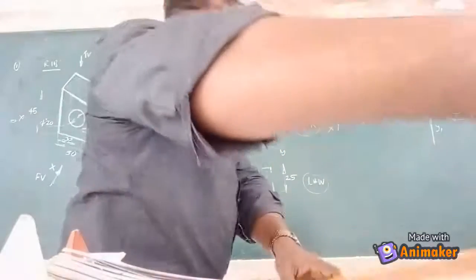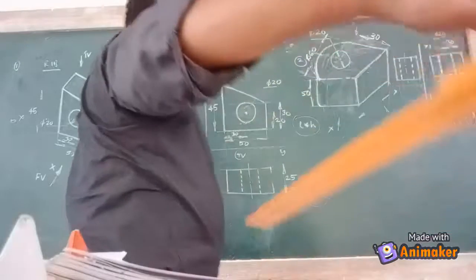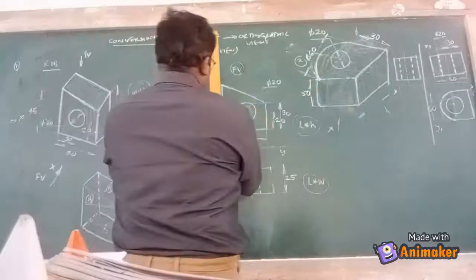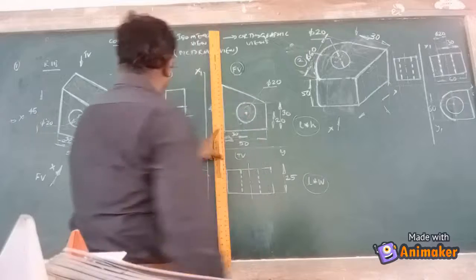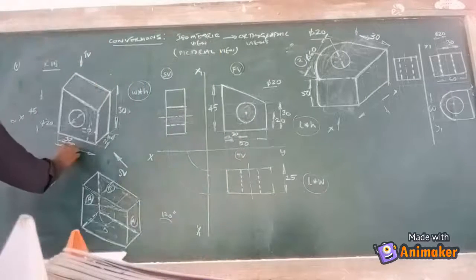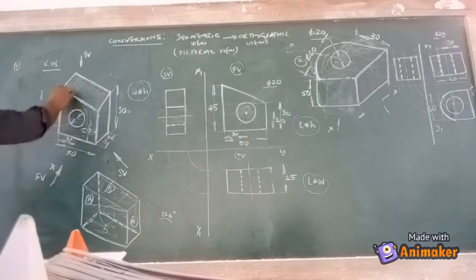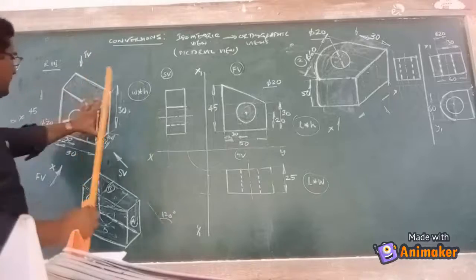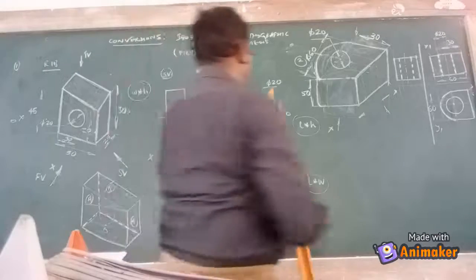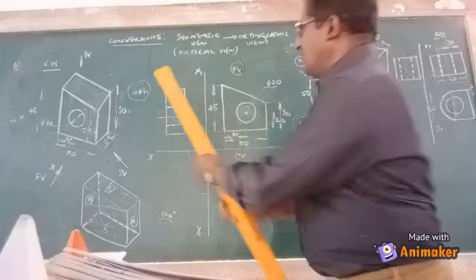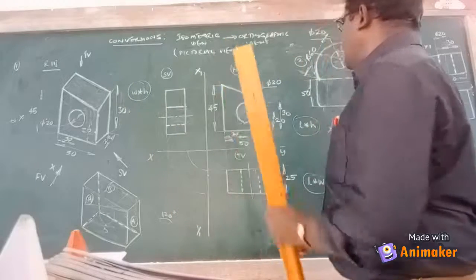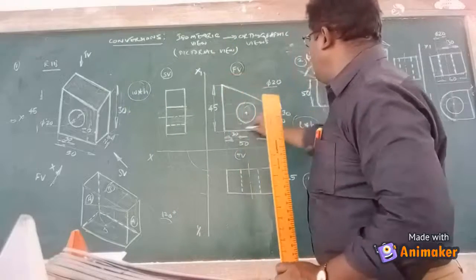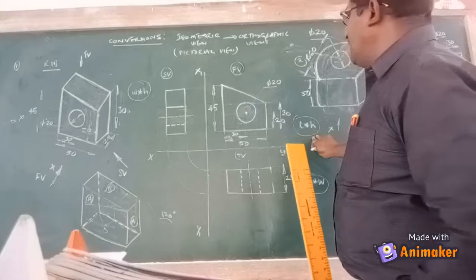Then we mark the height as 45 mm towards the left side, because we are looking at this in this direction, and towards the left the height is 45, and the length available towards the right side is 30 as visible from this. So this is the complete view of the object in the front direction.